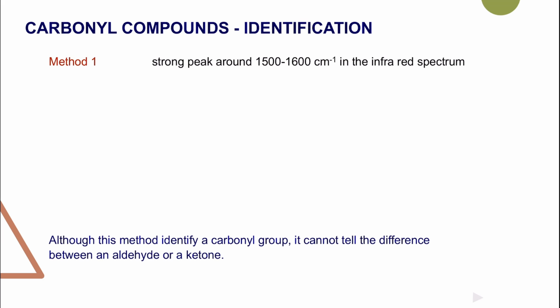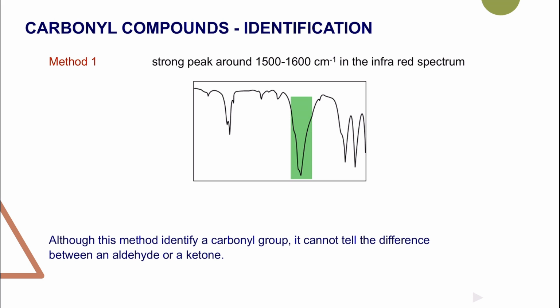So, how to identify the presence of the carbonyl compounds. First of all, we can use IR, because we have the carbonyl group and we know that in IR the carbonyl group will give us a strong peak around 1500 to 1600 centimeter minus 1 in the infrared spectrum. This strong peak can tell us that there is a carbonyl group. In addition, you can distinguish between aldehydes and ketones and carboxylic acid, because there will be no peak for the OH in the case of aldehydes and ketones.